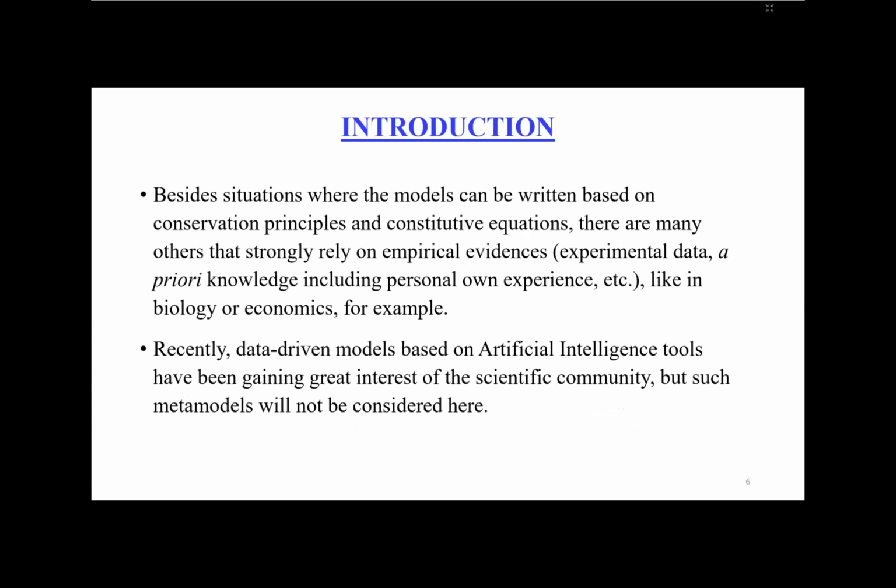So besides situations where the models can be written based on conservation principles and constitutive equations, there are many others that strongly rely on empirical evidences, including experimental data or a priori knowledge, like a personal own experience. For example, such is usually the case in biology or economics. And more recently, data-driven models based on artificial intelligence tools have been gaining great interest of the scientific community, but such meta-models will not be considered here.